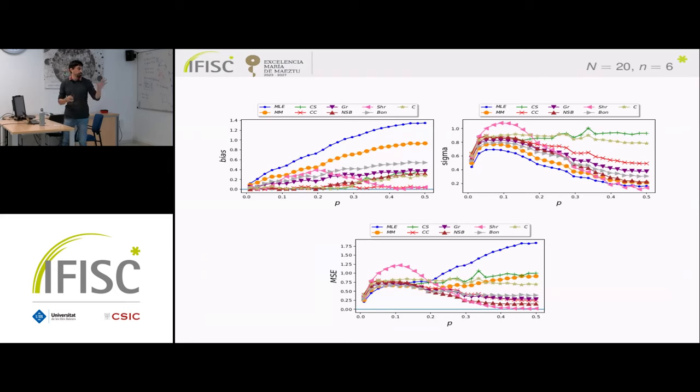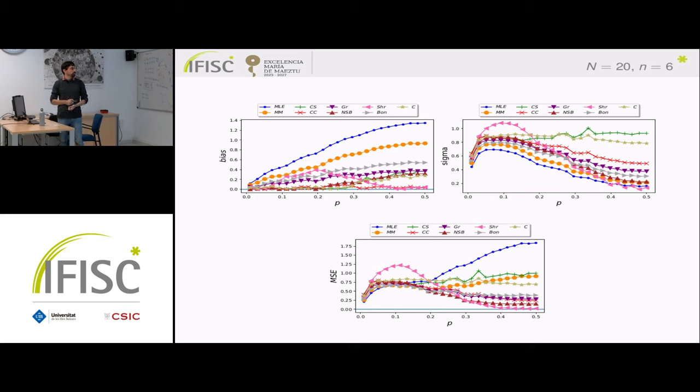So what we did was take a particular example of block size equal to 6. That means that there are 2^64 possible blocks, and the sequence length is 20. So we are in an undersampled regime. We calculated the bias, the sigma, and the mean square error of all the estimators as functions of the probability. The first thing we can notice is that the behavior of the estimators in terms of bias and sigma are kind of opposite, because the estimators with higher bias are usually the ones with lower standard deviation. Another thing we can notice is that our estimator, the red one, in terms of bias is very good. It's probably one of the best overall. But in terms of deviation, it has some problems.